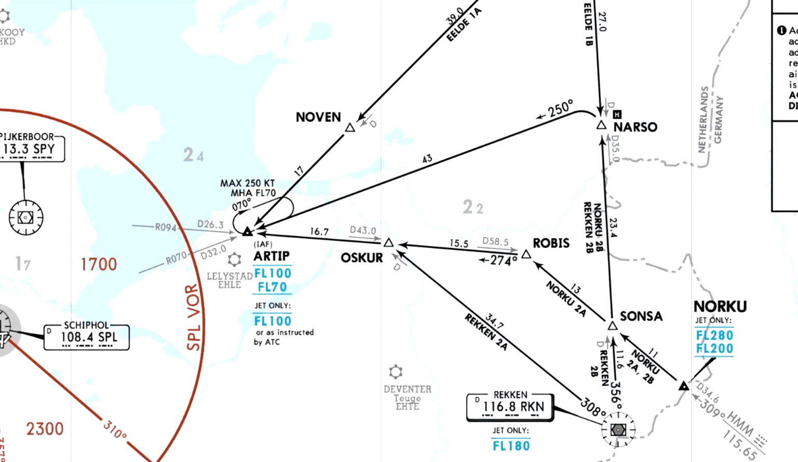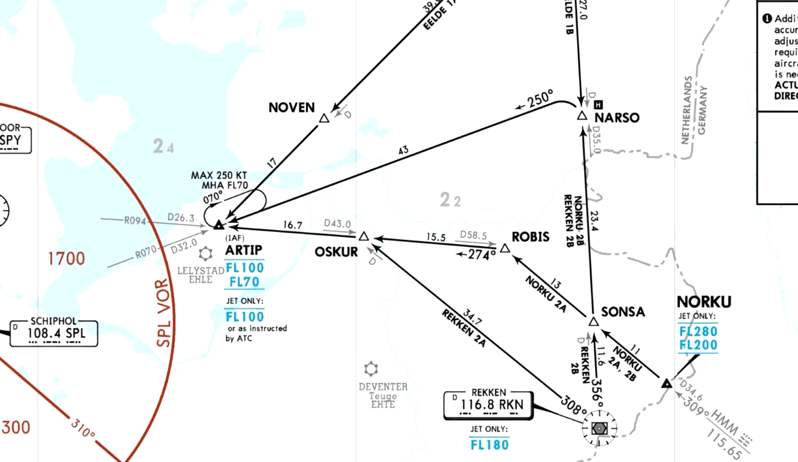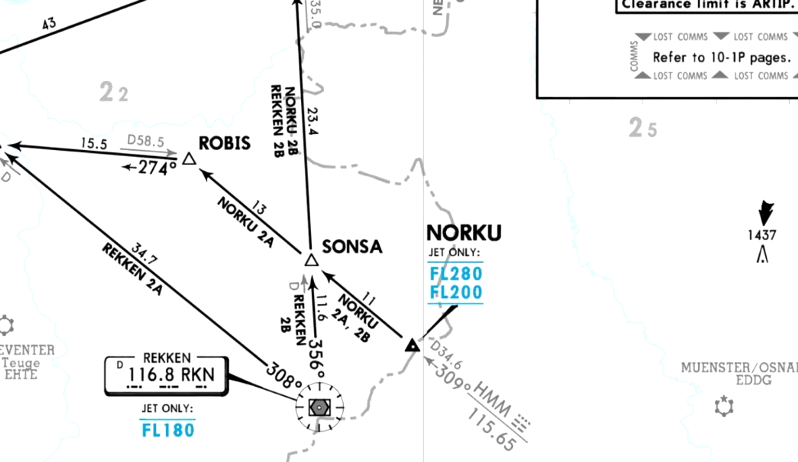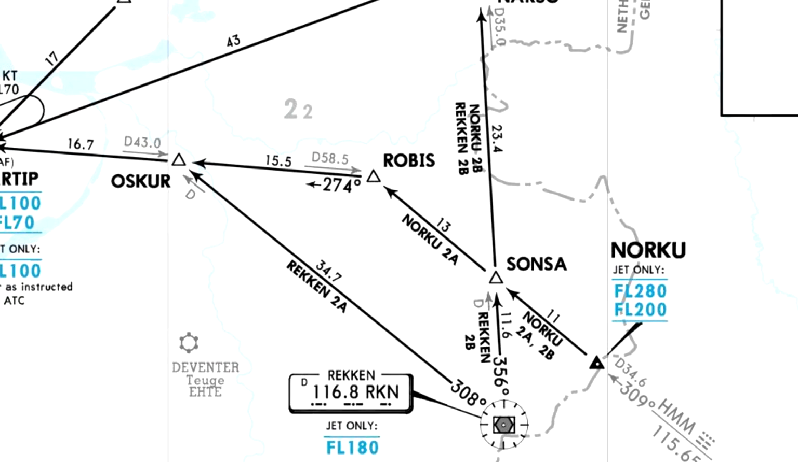So let's take a look at one more example. As you can see, we have here the arrival at Amsterdam. Let's say we're flying the Norco to Alpha arrival. As you can see, there's already a restriction where we have to fly between different flight levels at Norco, and then we can continue to RTIP.